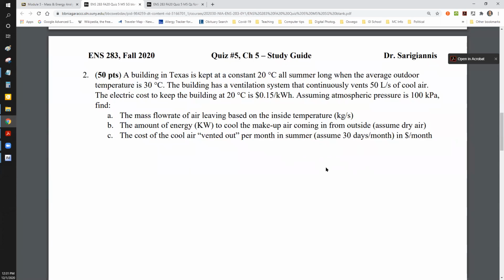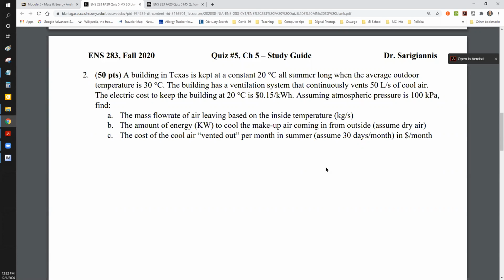We have basically a building in Texas that's kept at a constant 20 degrees C all summer long. This is during a time when the average outdoor temperature is 30 degrees C. The building has a ventilation system. It continuously vents 50 liters per second of cool air. And the electric cost to keep the building at 20 degrees C is 15 cents per kilowatt hour. Assuming atmospheric pressure is 100 kPa, find the following.